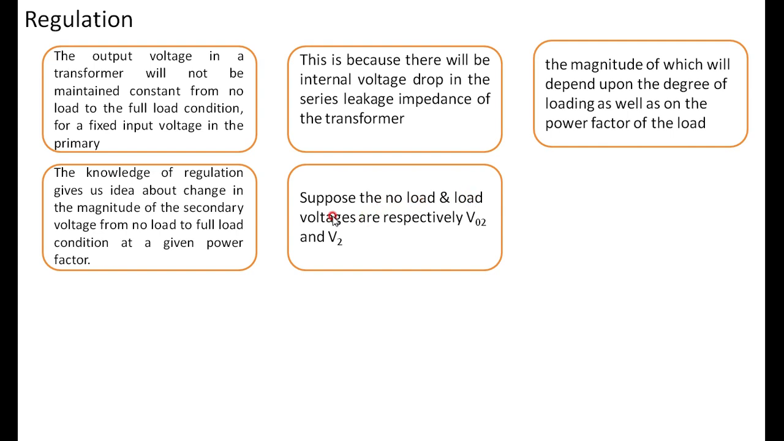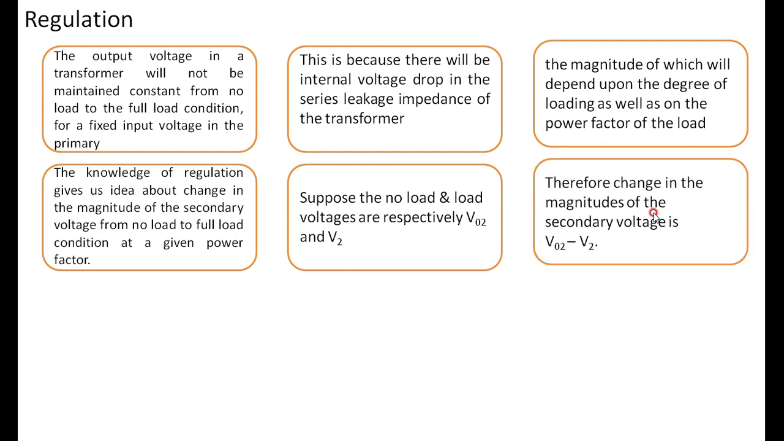Suppose the no load and the load voltages are respectively VO2 and V2. V2 is the voltage across the load. VO2 is what we get if we disconnect the load and measure the voltage across the terminals of the transformer. That is what we call the no load voltage. As the load is connected, the voltage goes on changing because of the changing load current as well as the power factor. Therefore, the change in the magnitude of the secondary voltage is VO2 minus V2.